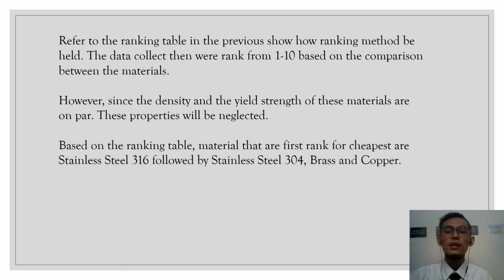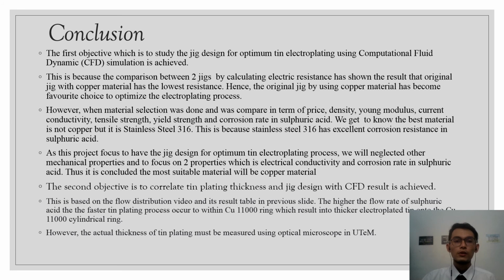Based on the ranking table, the materials ranked first for cheapest are stainless steel 316, followed by stainless steel 304, brass, and copper. As for the conclusion, the first objective, which is to study the jig design for optimum tin electroplating using computational fluid dynamic simulation, is achieved. This is because the comparison between two jigs by calculating electric resistance has shown that the original jig with copper material has the lowest resistance. Hence, the original jig using copper material has become the favorite choice to optimize the electroplating process.